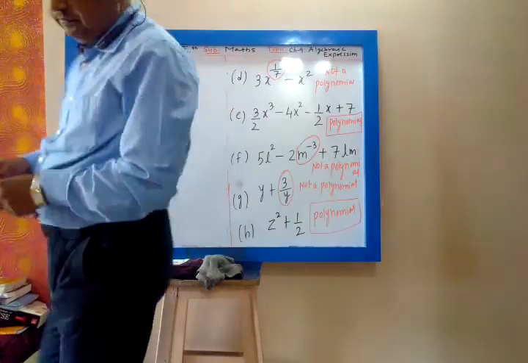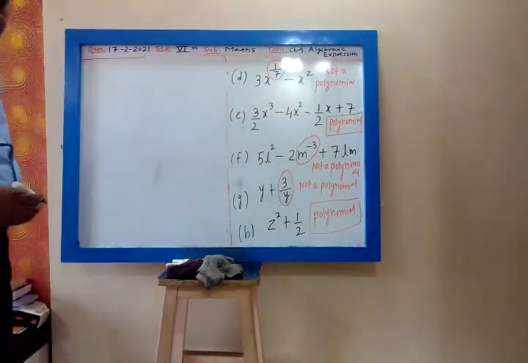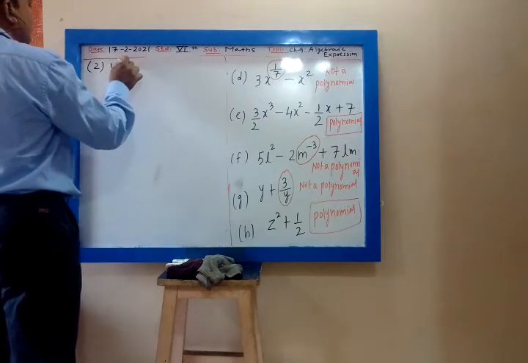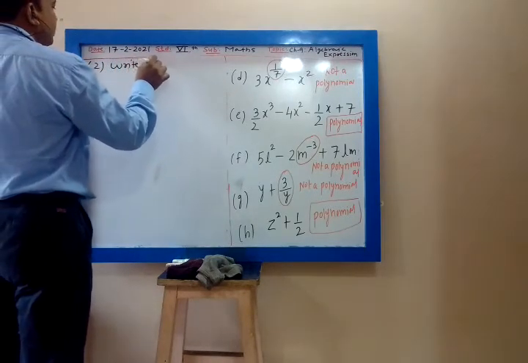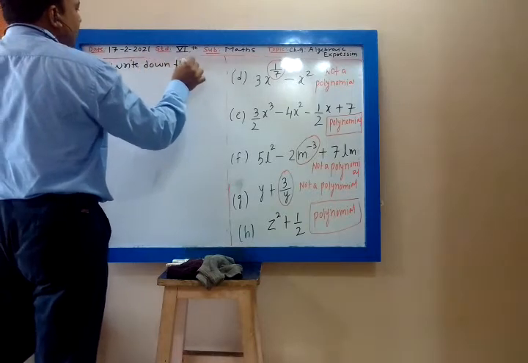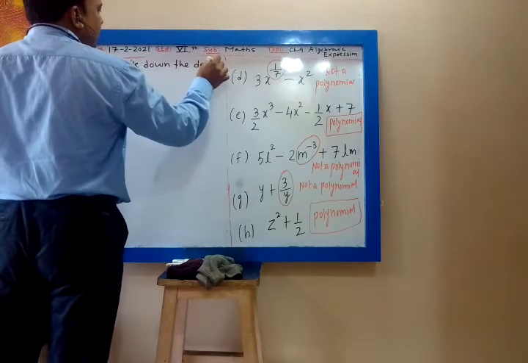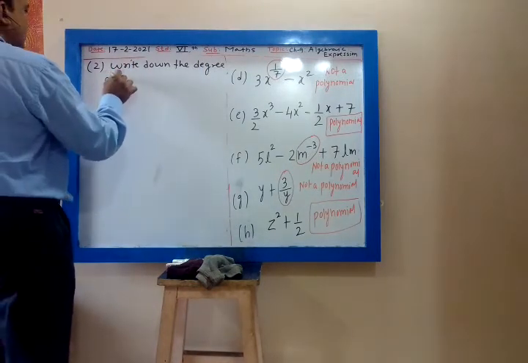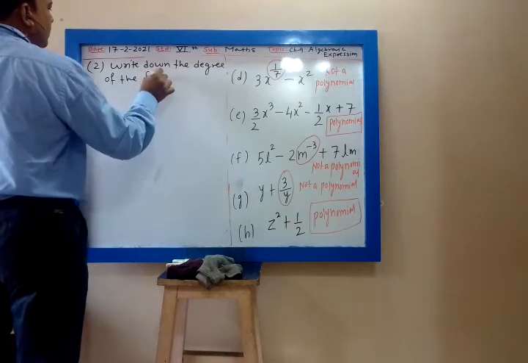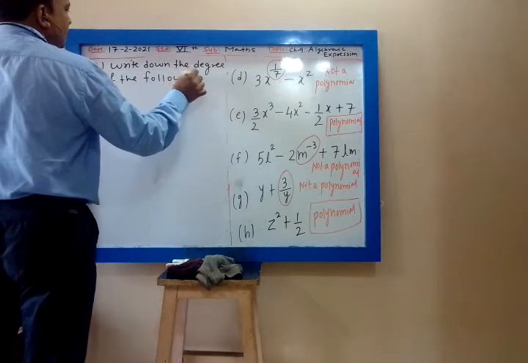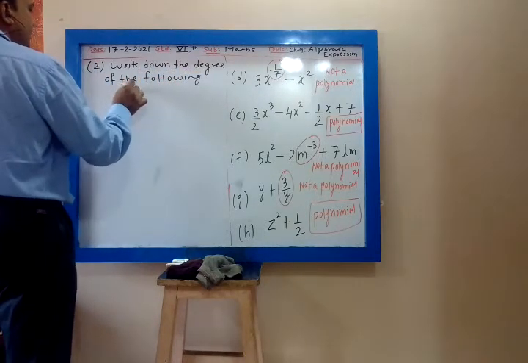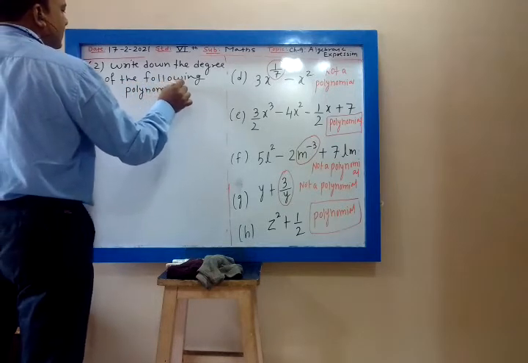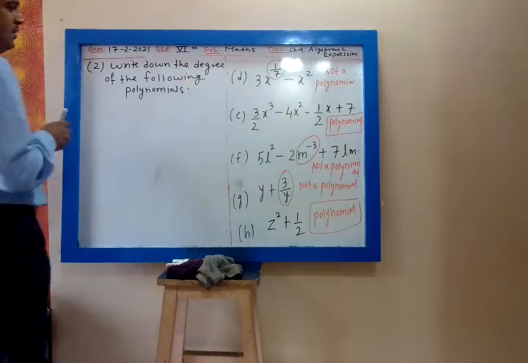Let us solve the second. Second, write down the degree of the following polynomials. You have to write down the degree. Degree means the highest power of the variable.